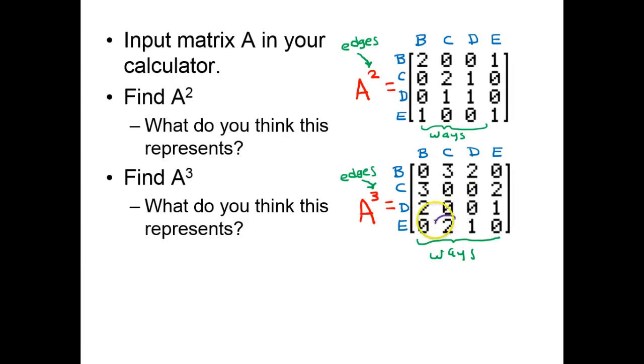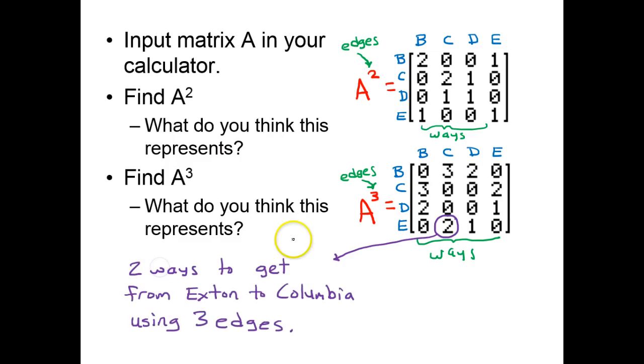So for example, this 2 right here means that there are 2 ways to get from Exton to Columbia using 3 edges. Alright, so again, this 2 represents how many ways, and the 3, because we did A to the 3rd power, tells us how many edges we use.